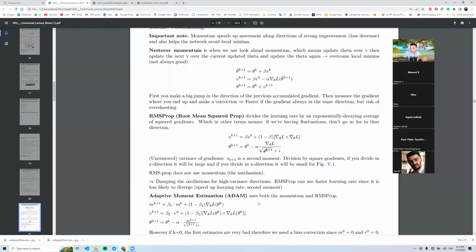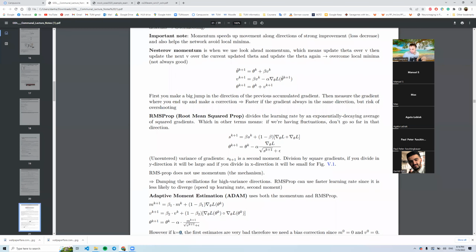But then we come to Adam, which just takes them both and combines them. It changes momentum a little bit, as we could see here. It changes it. It's not the same. And we have a learning rate here, not like here in momentum. I want to emphasize it again. It's not the same as momentum.